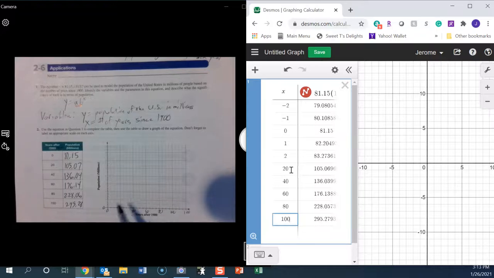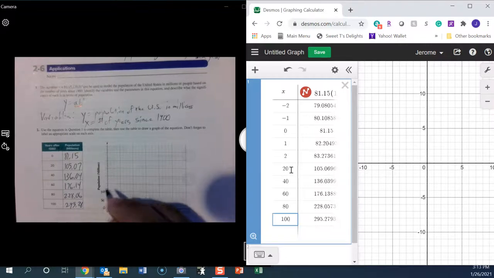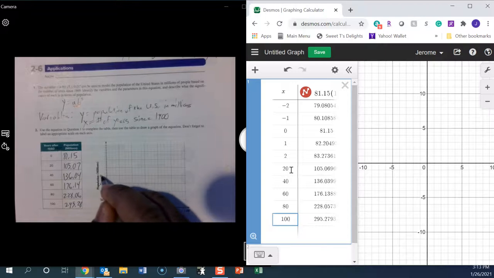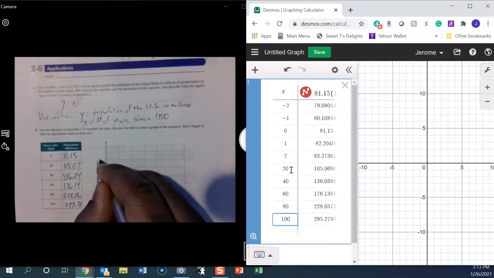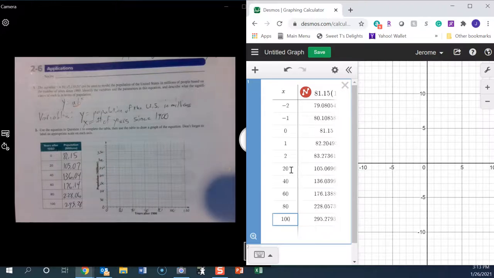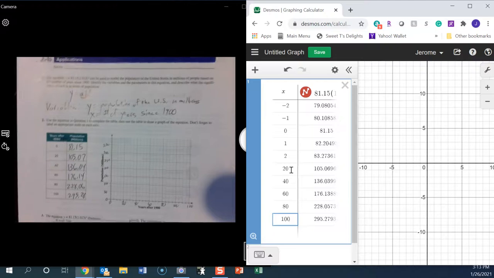Okay, now going up the side here, the population, if you notice, the lowest of our population is the 81.15. The highest is 295.28. So we need to get up to at least 300 in order to have a good graph here. So going up here, we got 1, 2, 3, 4, 5. We're going by 5s here. I think we should go by 10s. So this will be 10, 20, 30, 40, 50. Then this will be 100, 150, 200, 250, 300, 350. So we have more than enough space here to graph.